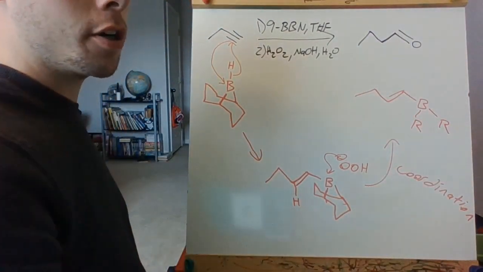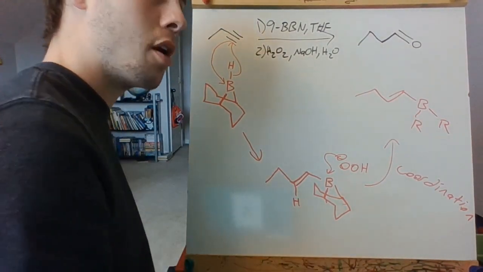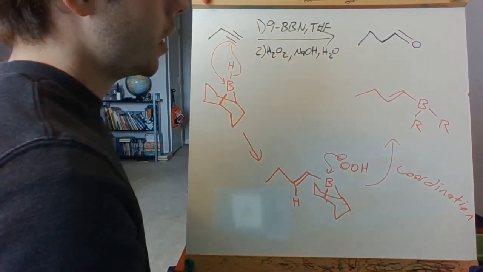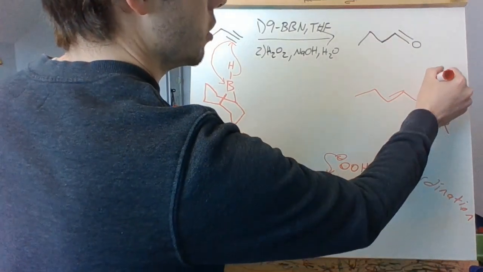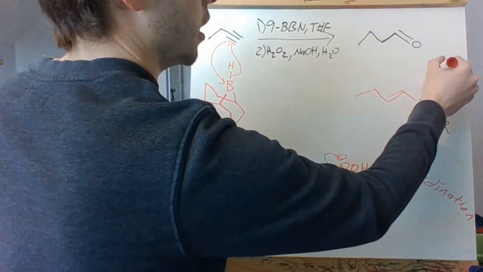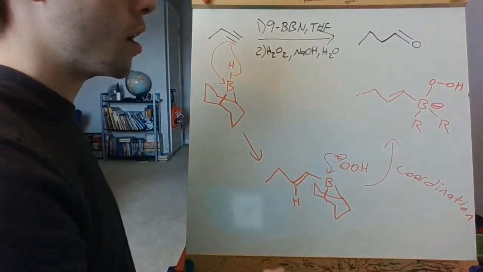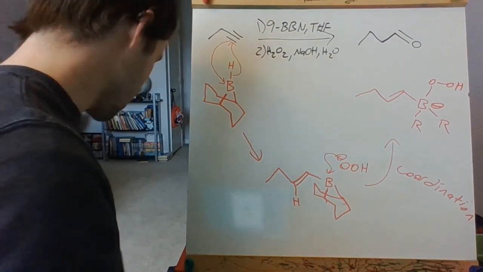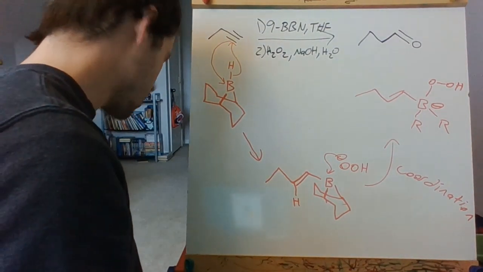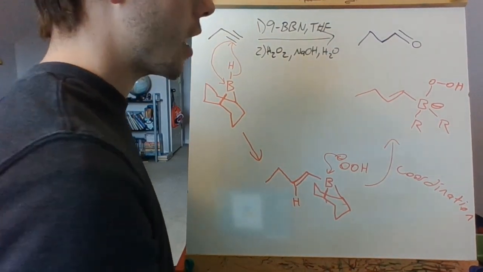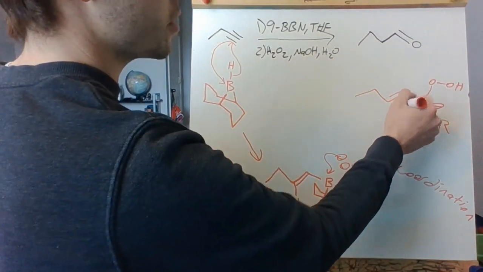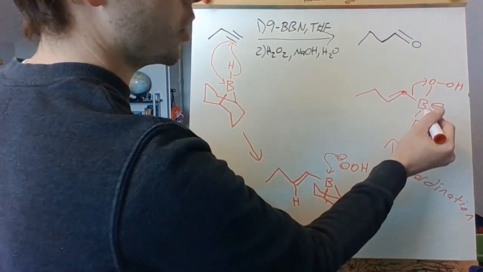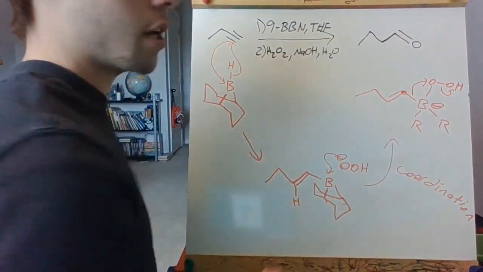I'm just going to put R on our boron to simplify drawing this molecule, which would be fine for you to do on an exam as well. And then this coordination gives us a species that looks like this. Remember, our boron now has a negative charge on it. At this point, just like we saw before, we get a 1,2 alkyl shift where our carbon that is attached to the boron shifts over to the oxygen and then kicks out hydroxide.